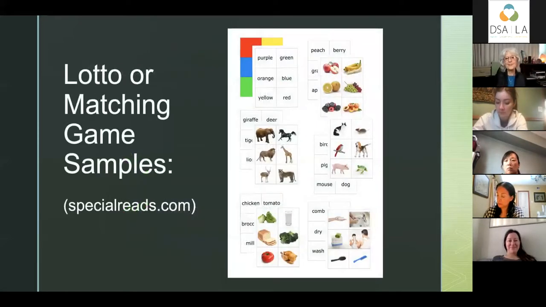You would be amazed that eventually they can read tiny type, but not now. All right, Lotto are matching games. That's what these are about. This is a set that I offer on my site. There's six different sets. Two animals, big animals, little animals, fruit, food, colors.